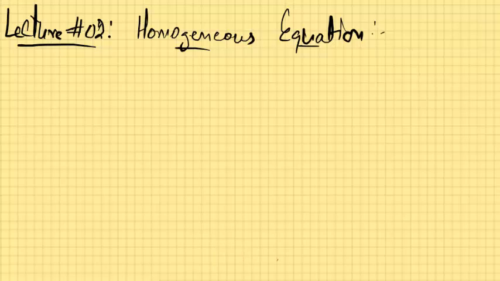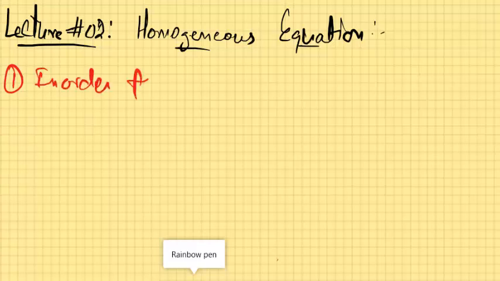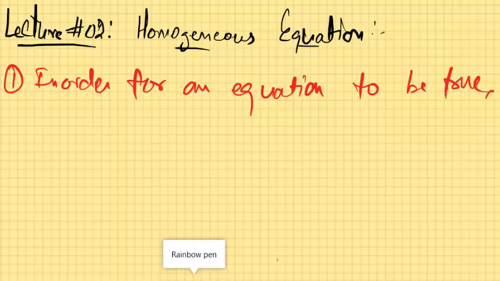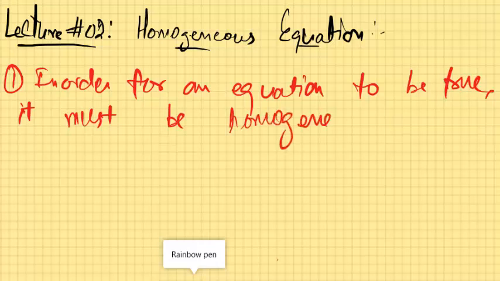Now there are a few important points that you all need to remember, and the first point is that in order for an equation to be true, it must be homogeneous. So if an equation is not homogeneous, it is not true. Simple as you like. Now what does it mean to say that an equation must be homogeneous?